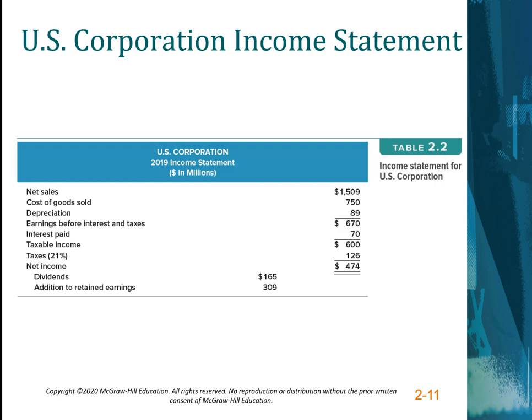What they did was, out of that $474 million, it goes in one of two places. Dividends of $165,000. That's actually cash that is given back to the shareholders as a form of a return on their investment. And what they haven't given back to the shareholders out of that $474,000, if I take 474 minus the 165, gives us 309,000. That goes into retained earnings, and it increases the balance in retained earnings.